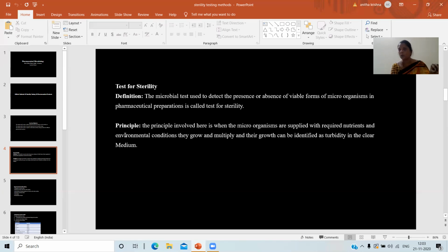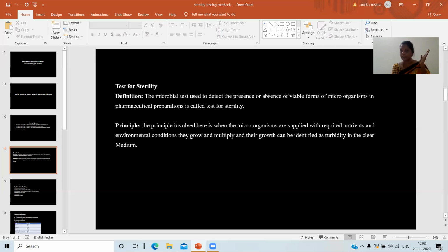So their growth has to be identified, and their growth can be seen as turbidity in the clear medium. So what we do is check whether the product shows any turbidity or any growth of microorganisms after its complete manufacturing. Before releasing the product into the market, the product has to be tested for sterility.